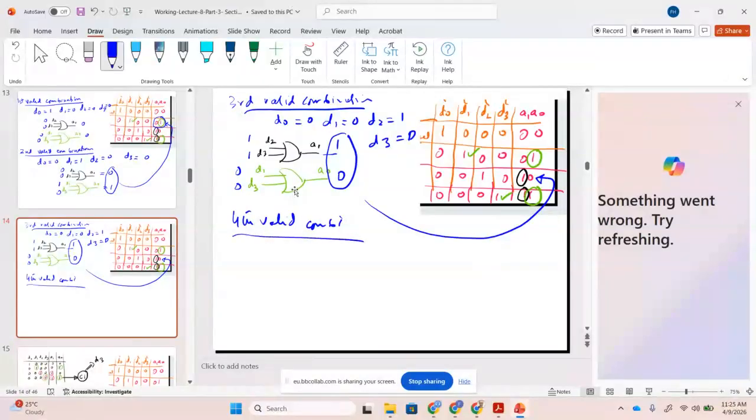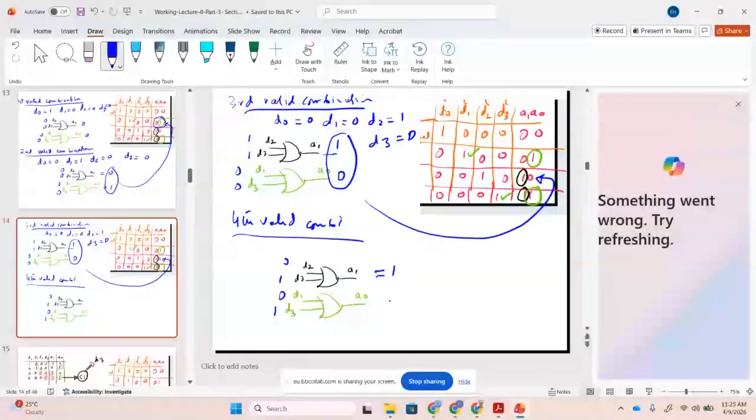So now I copy and paste it here. Control C, and then I'm doing it here, Control V. In the fourth valid combination, D3 is 1. So D3 is 1, and the rest are 0. So the output is 1 1. Any question? Is it clear or not clear?